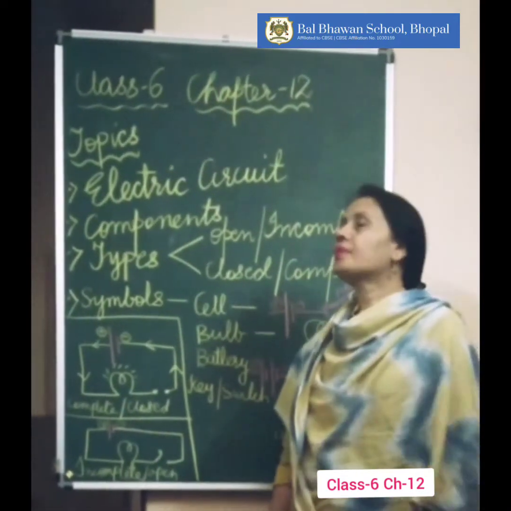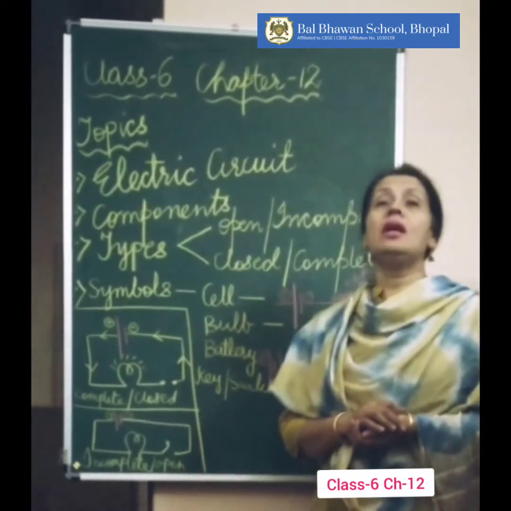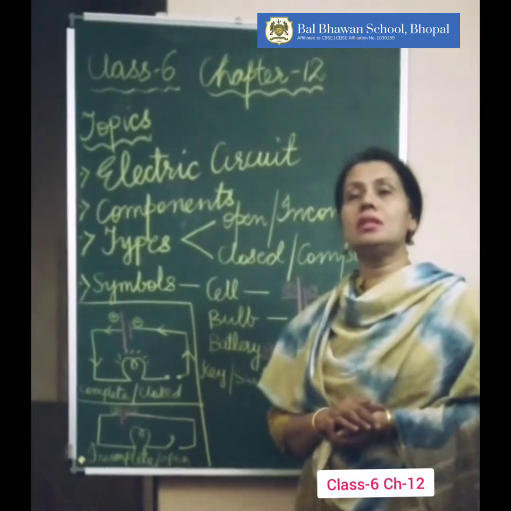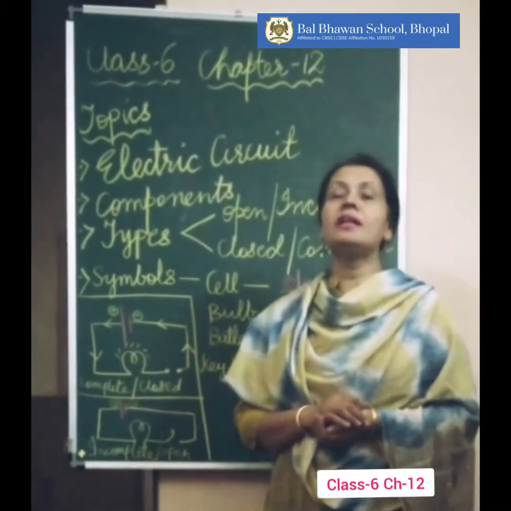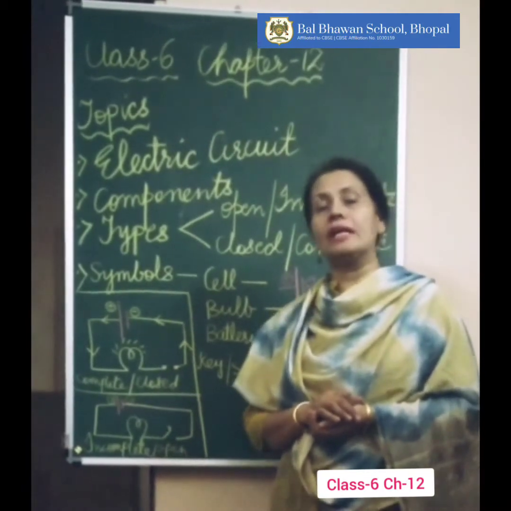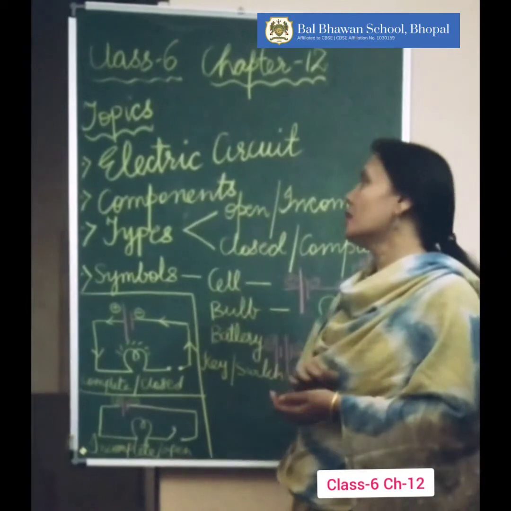Good morning, children. We have started with chapter 12, electricity and circuit, and we have covered topics like electricity, transformation of electricity, powerhouses, standby devices, electric cell, and construction and working of an electric bulb. Today, we are going to start with the next topic, electric circuit.